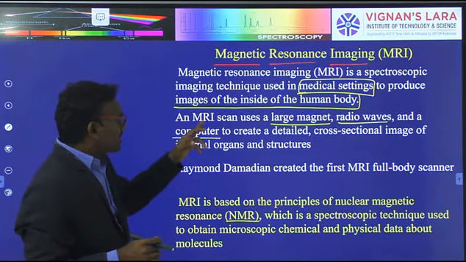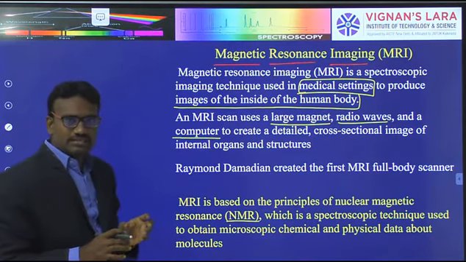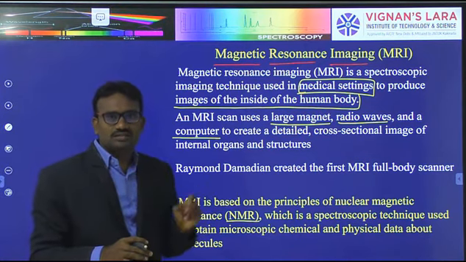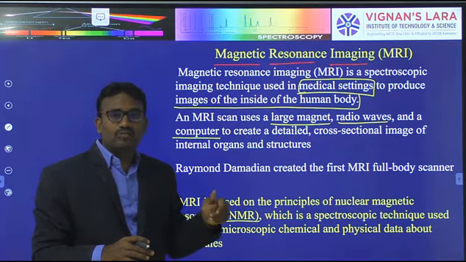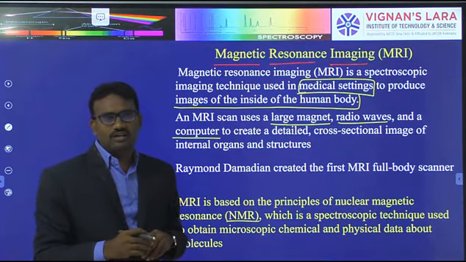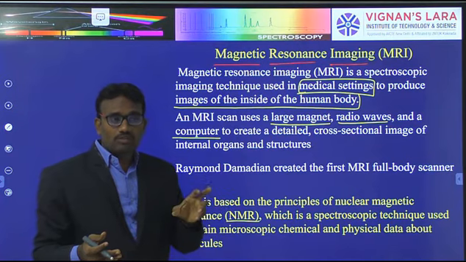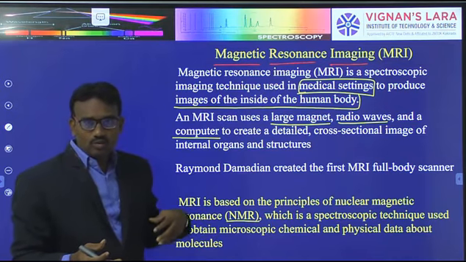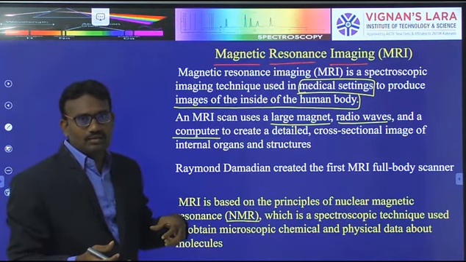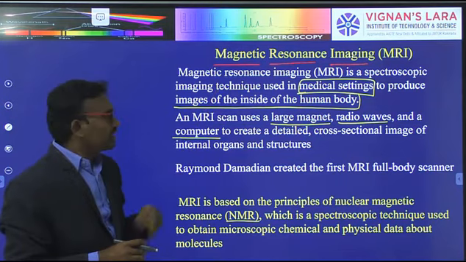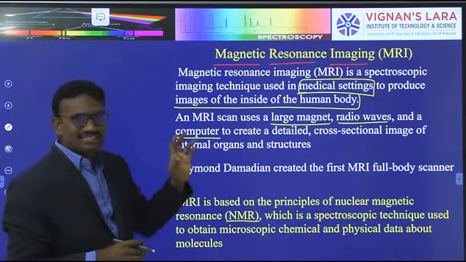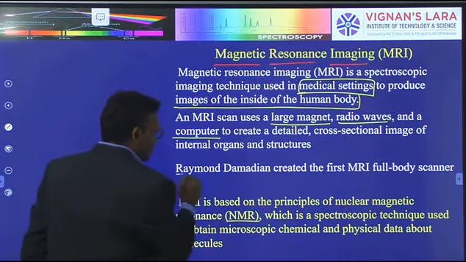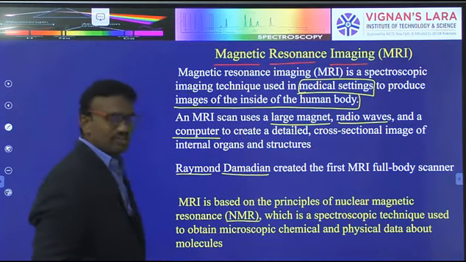The main purpose of magnetic resonance imaging in the medical field is to identify abnormal organs. Normal organs cannot be identified. Any abnormal organs that form inside the body are detected by the MRI. So it is commonly called MRI scanning. The first MRI scanner was created by Raymond Damadian.